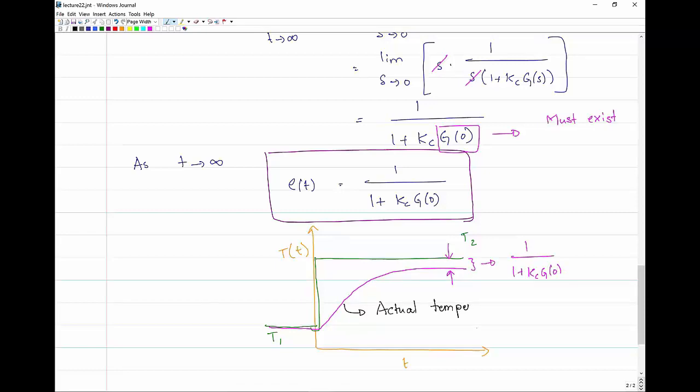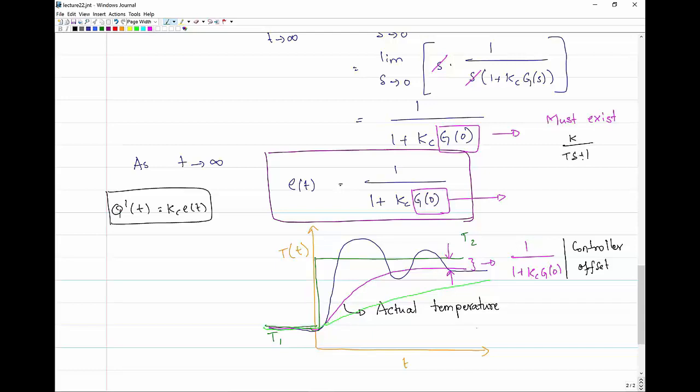And there is always going to be an offset whose value is 1 over 1 plus Kc times G0. No matter what or how the response looks, the eventual offset is typically going to be the same. However, as I mentioned in the previous lecture, it is possible to arbitrarily increase Kc or make it so large that the difference between the set point and the actual response is going to be negligible. But that response is impractical because it requires, in the case of the heating tank example, large volumes of heat to be supplied to the process. That is often physically not possible.